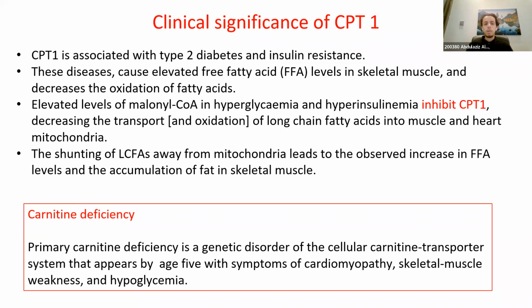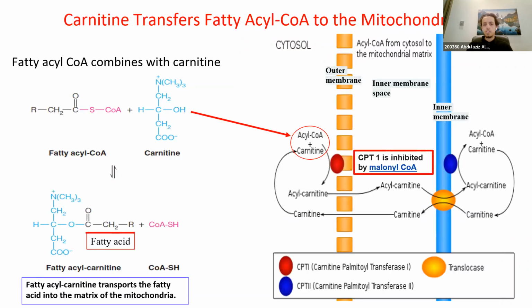Essentially, CPT1 is inhibited by malonyl CoA. I think you guys did this yesterday with the fatty acid synthesis lecture. Malonyl CoA is an intermediate of synthesis. So during synthesis, you do not want fatty acids to be degraded. You have just created a fatty acid, and you don't want it to be created and then degraded immediately.